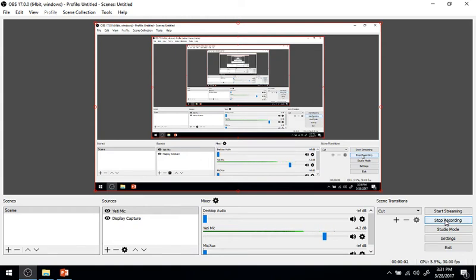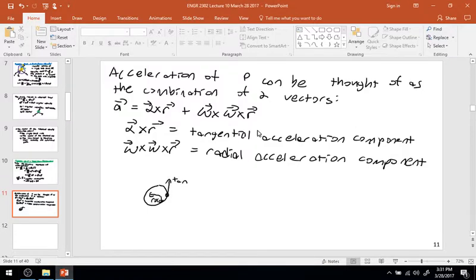Alright, so here we are again for another part of the lecture today for ENGR 2302 Engineering Dynamics. For this portion of the lecture we're going to be looking more at rotation and translation of rigid bodies, or rigid body kinematics. So we're going to pick up right where we left off and work through some new material.